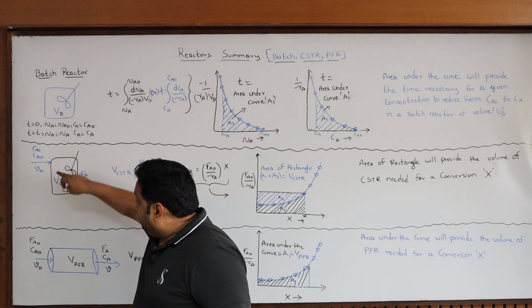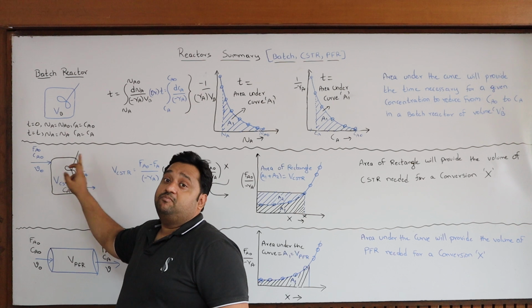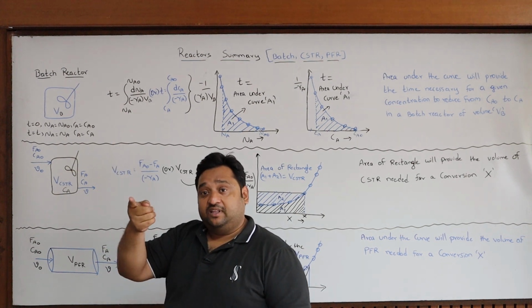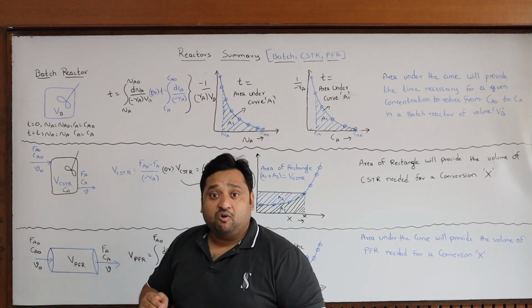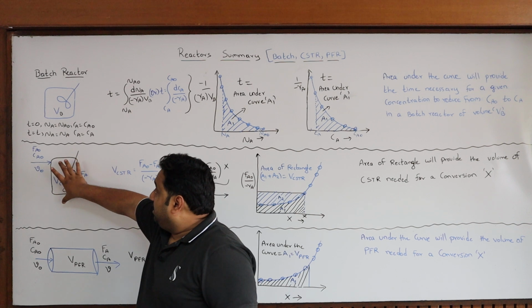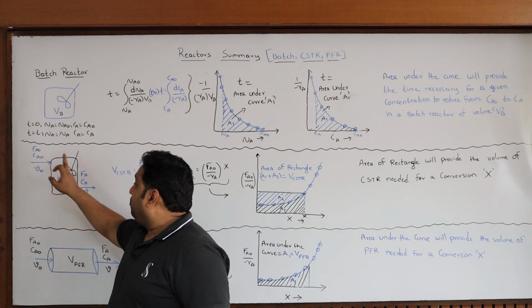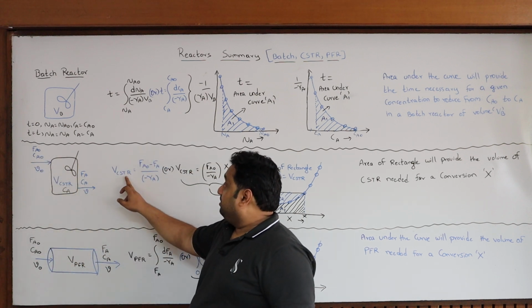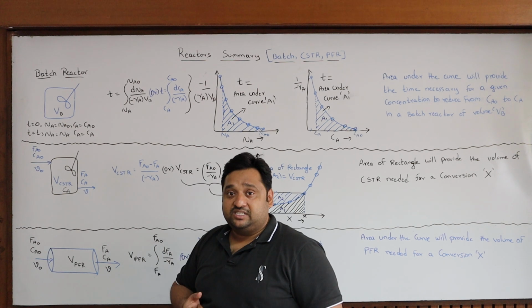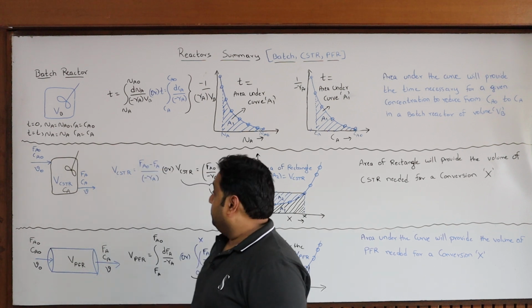Now, consider the volume of the continuous stirred tank reactor for a given change in moles. Initially the molar flow rate of A, Fa0, will be higher. After the reaction, A comes out at a lower flow rate because most of the A got reacted to form product. So the volume of the CSTR required to reduce the molar flow rate of A from Fa0 to Fa is nothing but Fa0 minus Fa by minus Ra. If you know the rate of the reaction, then you can estimate the exit molar flow rate Fa given the initial molar flow rate Fa0.